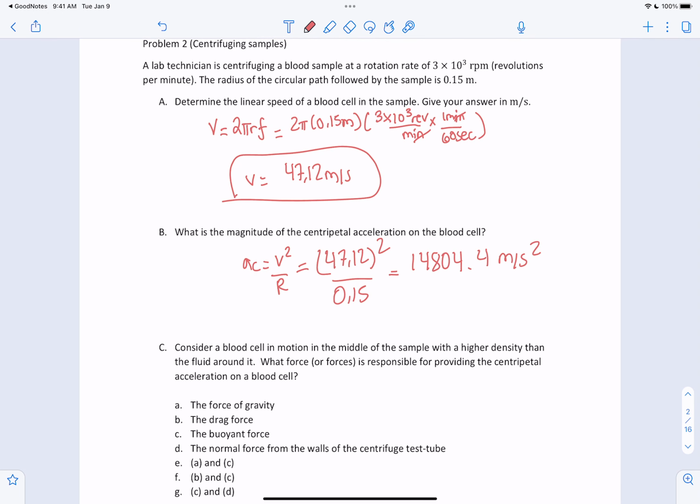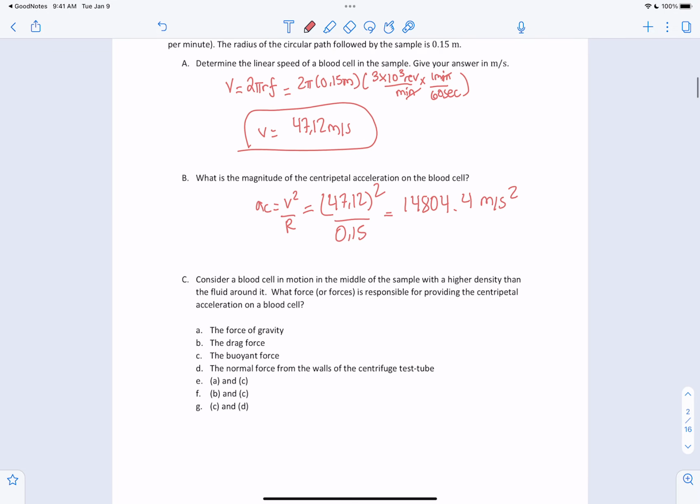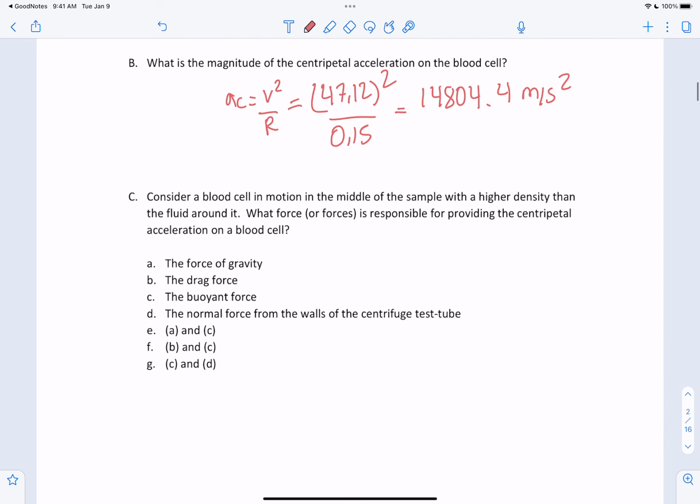And then part C, I think, yeah, part C is the last part of problem 2 here. So consider a blood cell in motion in the middle of the sample with a higher density than the fluid around it. What force is responsible for providing the centripetal acceleration on a blood cell? So in this case, if you think about this in a centrifuge, and you have your little microcentrifuge tube, you have this liquid in here. Well, the liquid has a buoyancy force, right? And since the sample has a higher density than the fluid, it's going to be sinking.